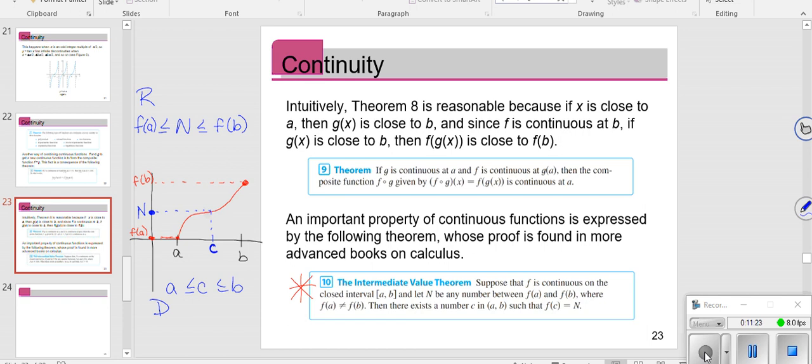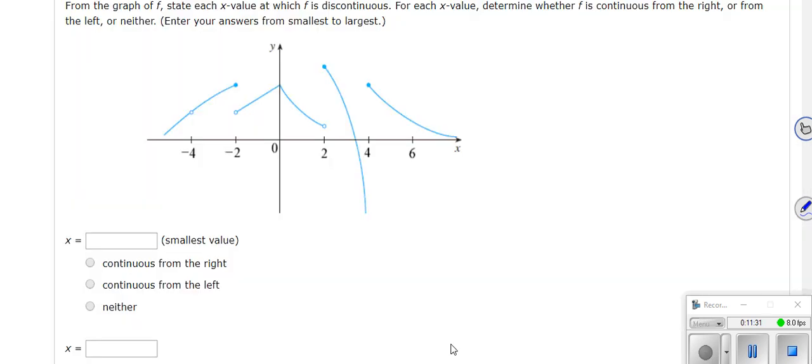Okay, hope that was beneficial. Now, let's look at your homework. This is WebAssign. I'm not going to do them all, but do a couple here and there.